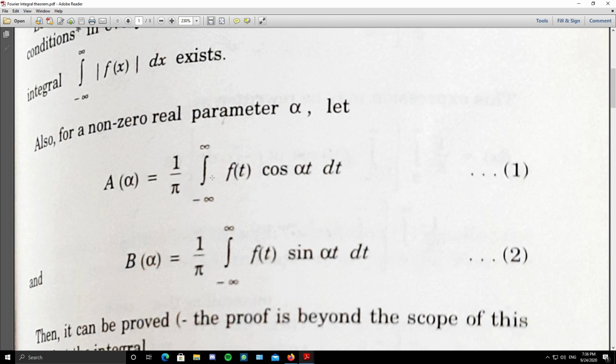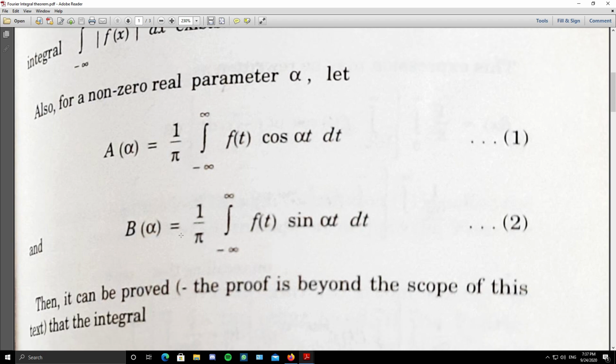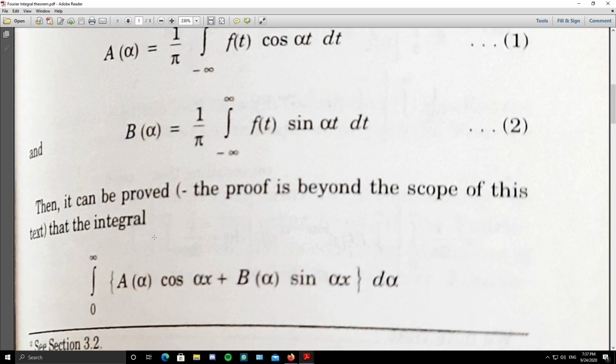Fourier defined the definite integrals as A of alpha and B of alpha. You see both the integrals. When you integrate with respect to t, it will be a function of alpha. Definite integrals are always constants. So when you integrate, you don't know f of t, but still you can say that it is a function of alpha. Similarly, here also f of t is not known. When you integrate this definite integral, it is a function of alpha. So B of alpha.